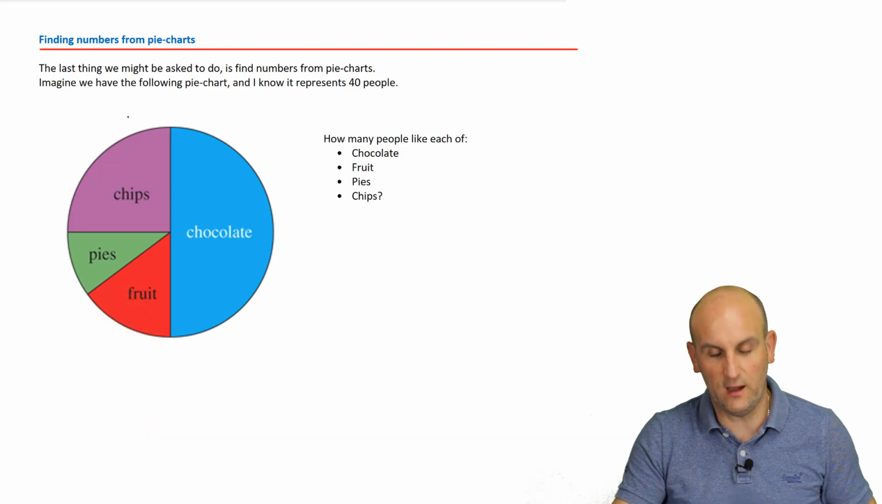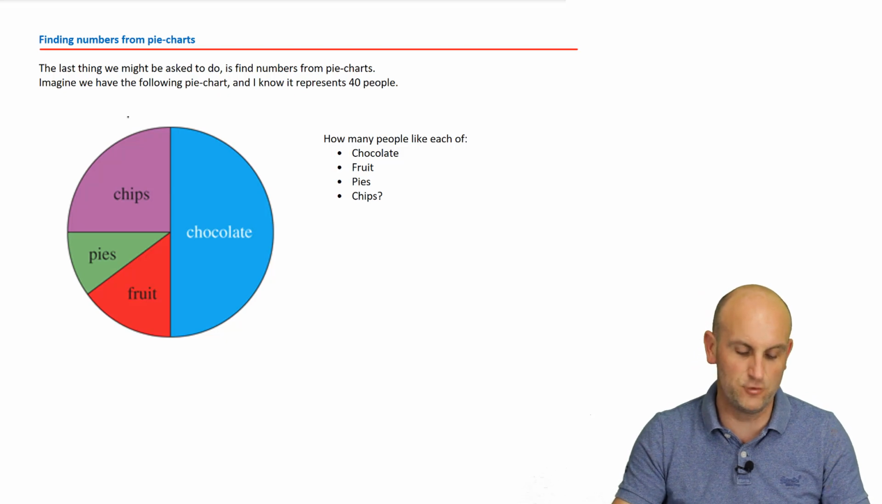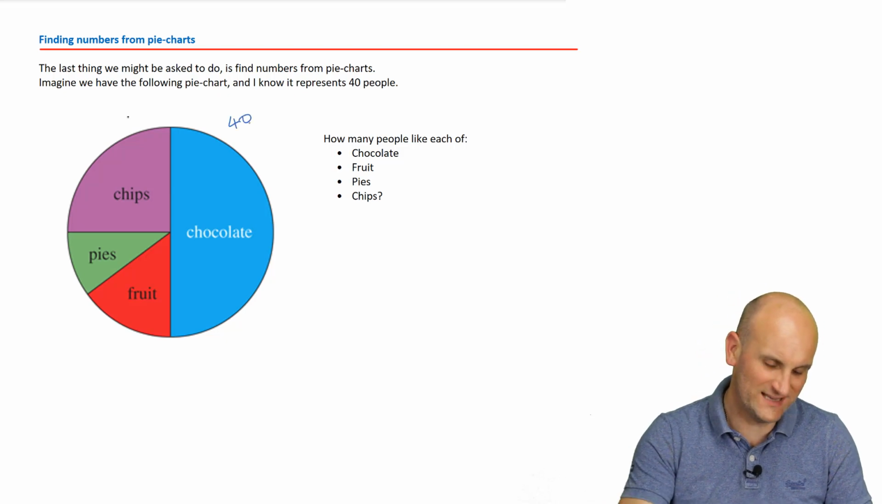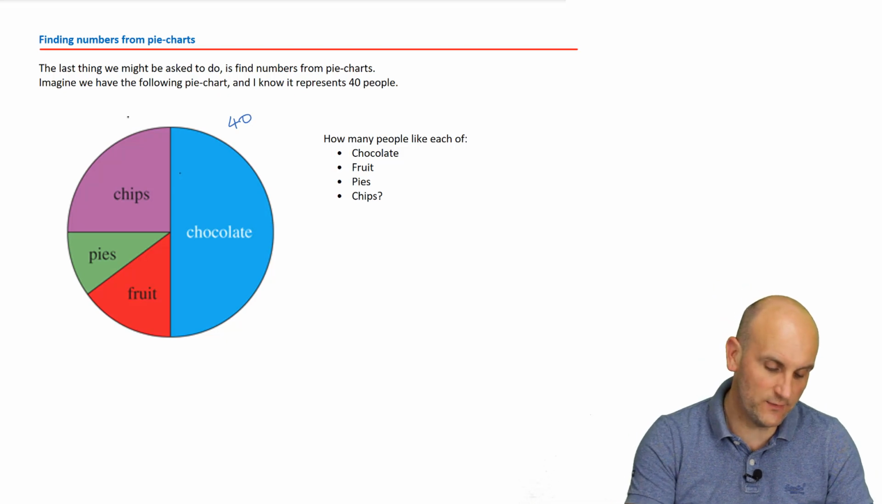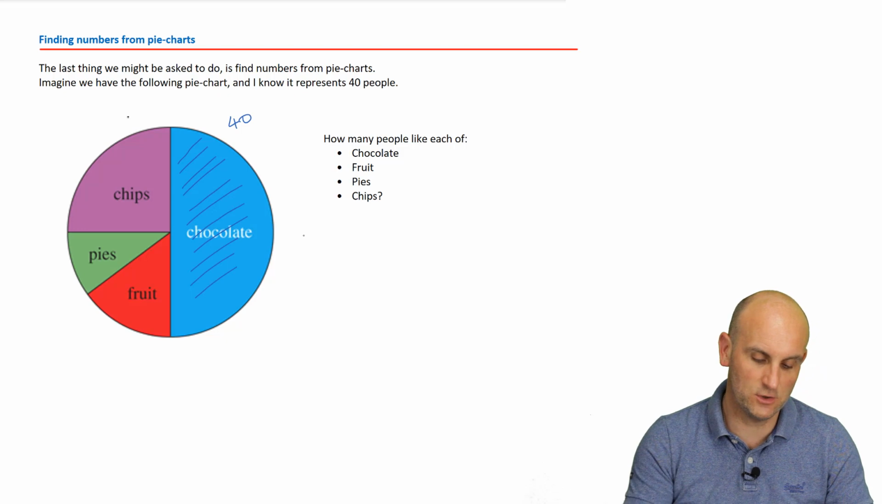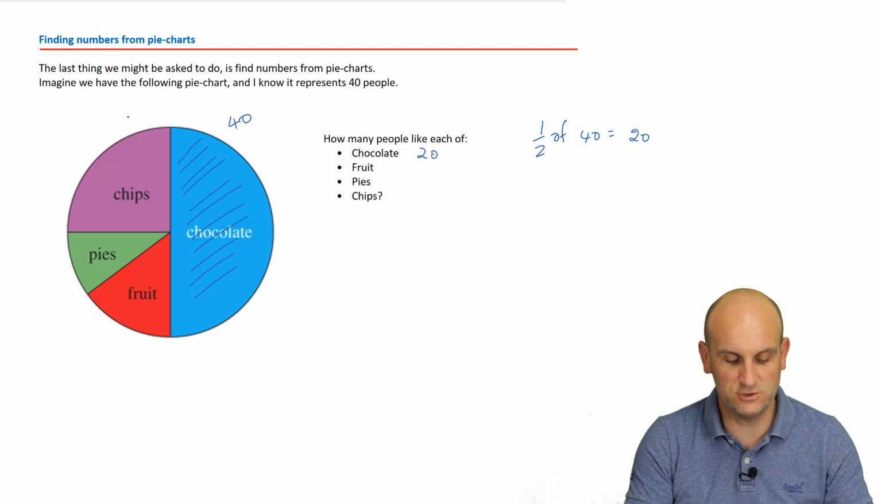Look at this example here. I have gone out there and surveyed a load of people about their favourite fruit or food. And I got chocolate and fruit and pies and chips. Now, if I know that this whole chart here stands for 40 people, can I work out how many people like chocolate? Well, probably chocolate's the easy one, isn't it? Because we know that half of the people, because that's half of my pie chart, obviously like chocolate. So a half of 40 is 20. So 20 people must like chocolate.